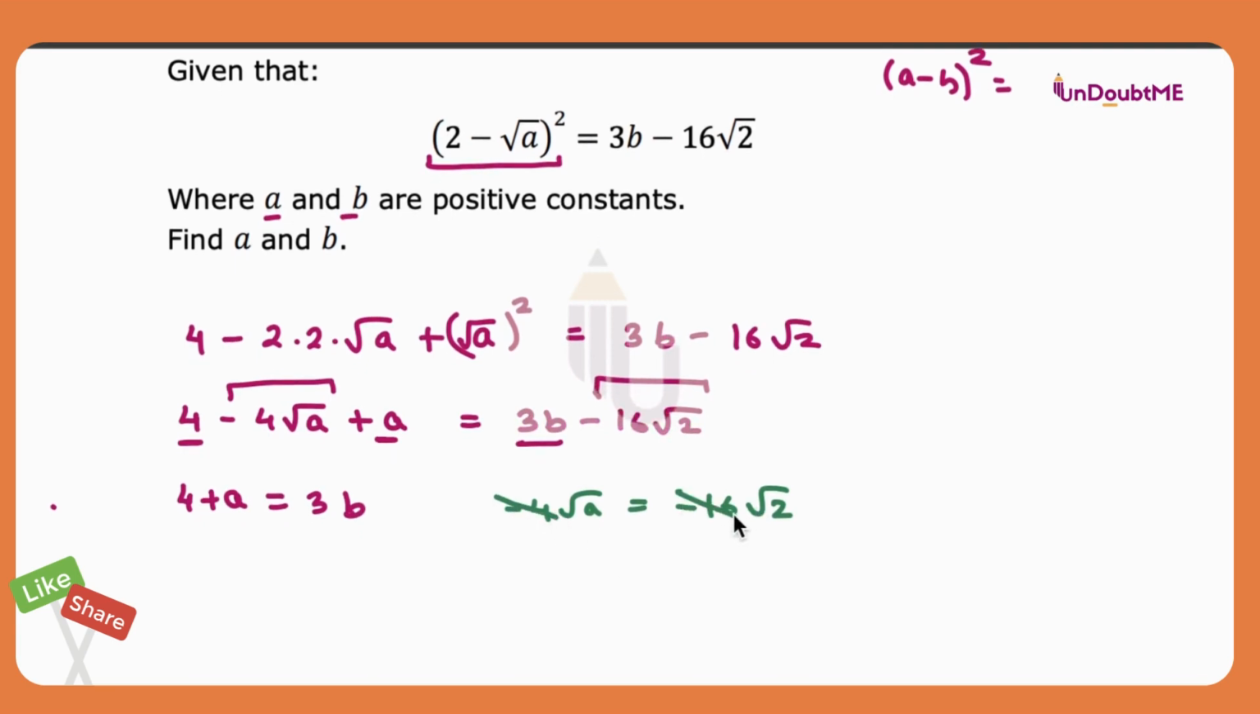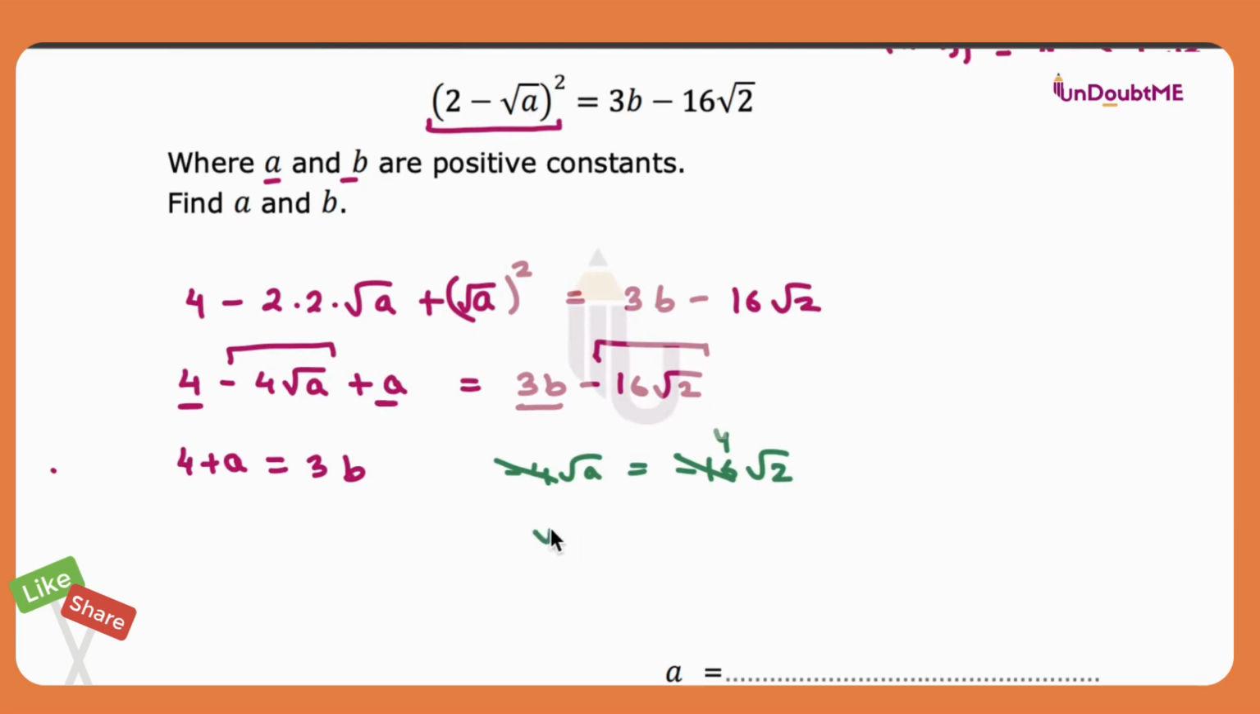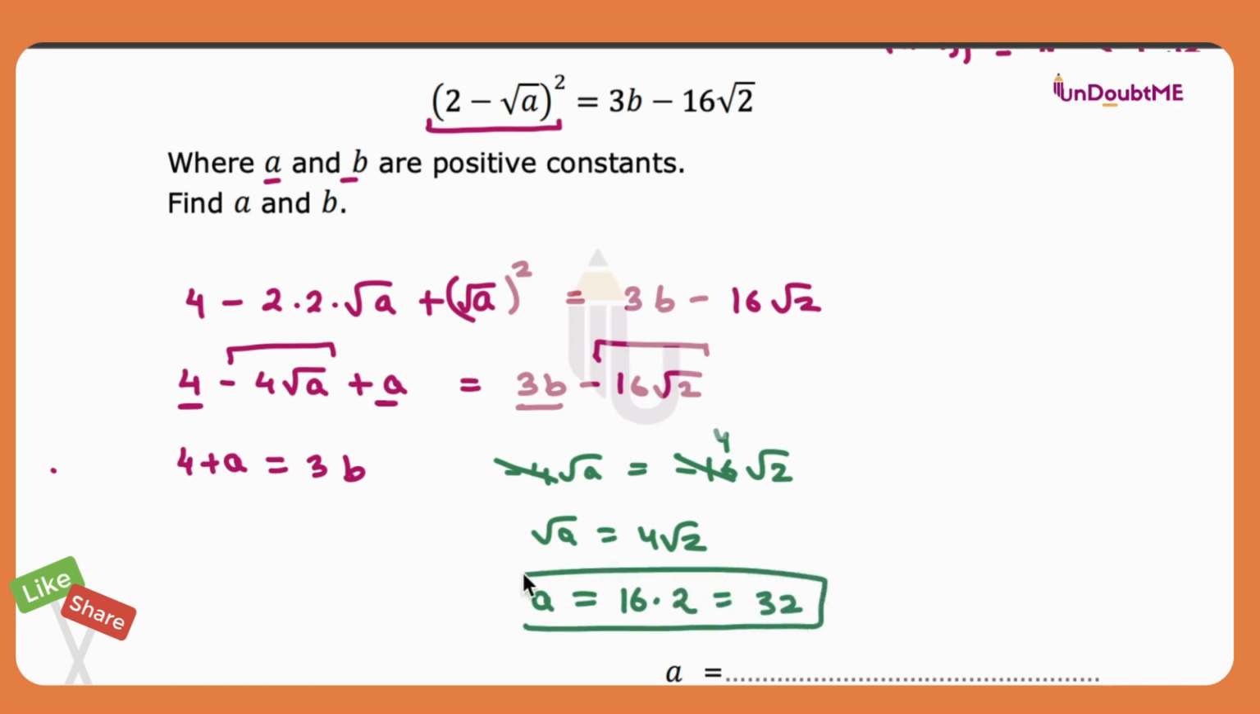Minus 4 can be cancelled, it will be only 4. So I'll be left with root a is equal to 4 root 2. Squaring both the sides will give me 16 times 2, that is 32. So the value of a is 32.